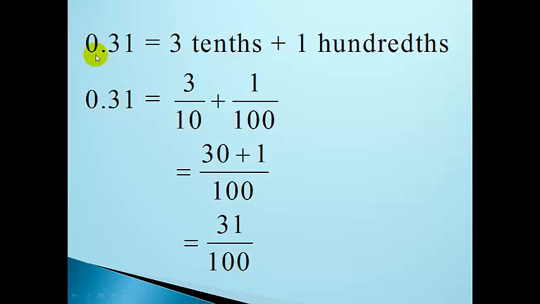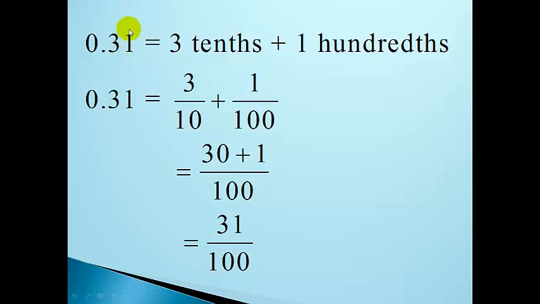Now for example, in 0.31, we can see that we have 2 digits after the decimal point. The first digit is 3, and 3 is occupying the 10th position. So 0.31 will be equal to 3/10 plus 1, which is occupying the 100th position. That's the second digit after the decimal point.